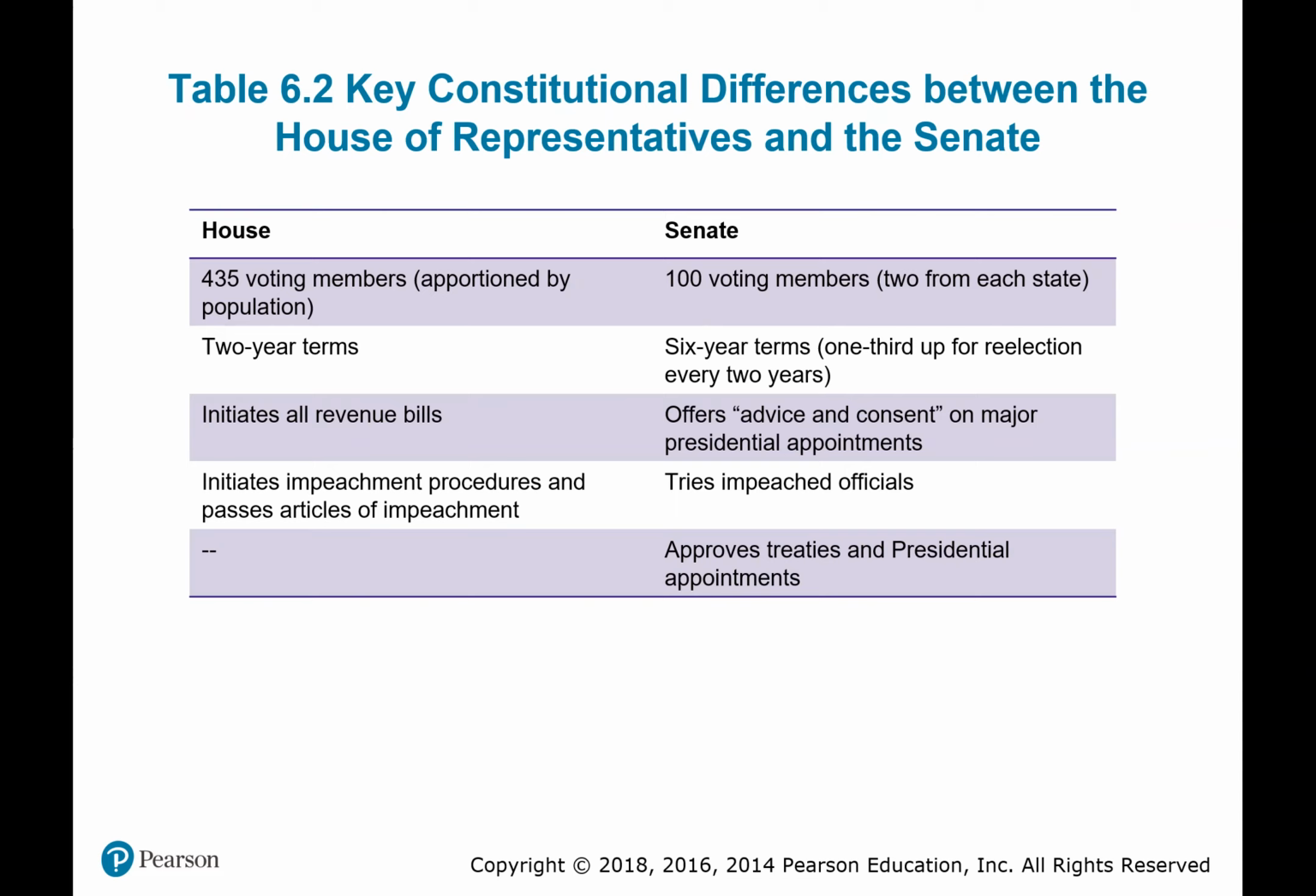The House can initiate impeachment procedures and passes articles of impeachment. We saw that happen twice in the last couple years with the former president. However, the Senate tries those impeached officials. So an article of impeachment can go through, as it did with President Trump as well as President Clinton. However, the Senate has to try it, and it's very difficult. You need a supermajority to convict, which has never happened to a president. It's happened to other government officials. The Senate also has a unique power, and that's approving treaties and presidential appointments of all sorts.